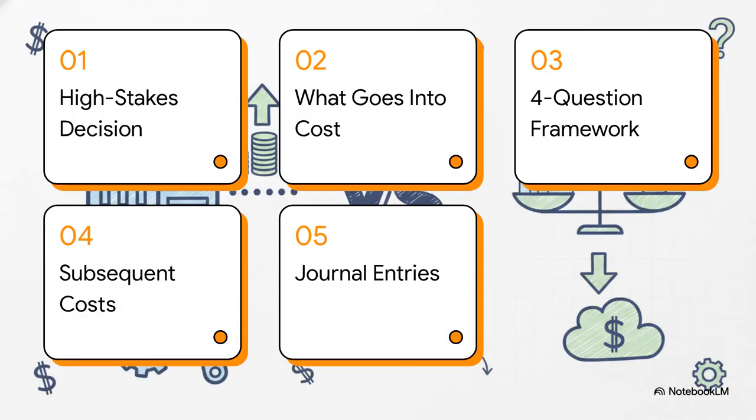Okay, here's our roadmap for this explainer. First up, the high-stakes decision. Second, what goes into cost. Third, the four-question framework. Fourth, subsequent costs after use. And finally, final journal entry patterns. Let's get right to it.